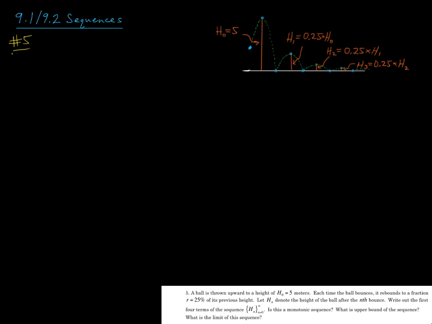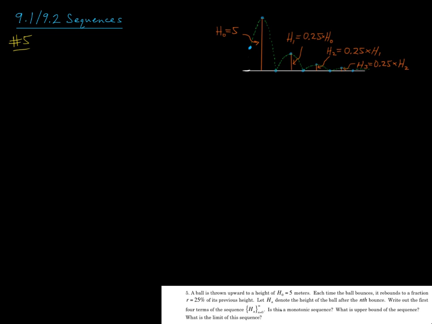Next up, question 5 says a ball is thrown upward to a height of h sub 0, which is equal to 5 meters. Each time the ball bounces, it rebounds to a fraction of r, which is equal to 25% of its previous height. Let h sub n denote the height of the ball after the nth bounce. Write out the first 4 terms of the sequence h sub n, where the index n here starts at 0.